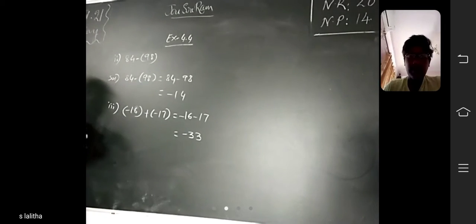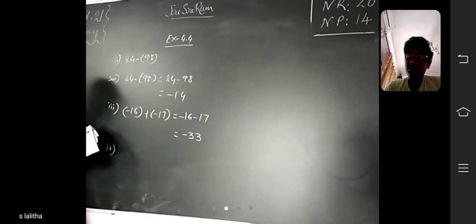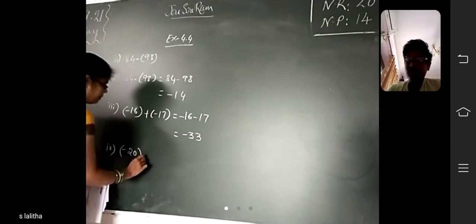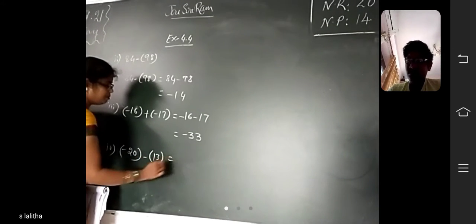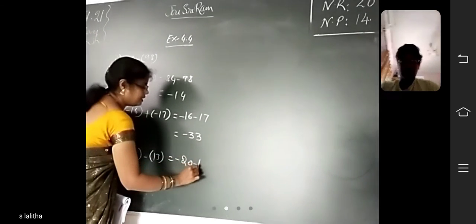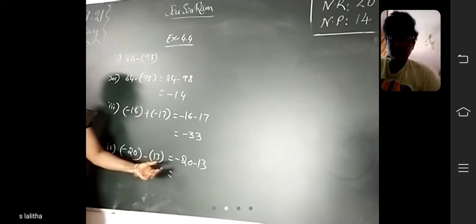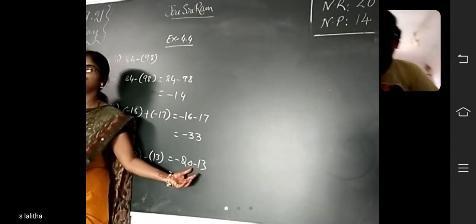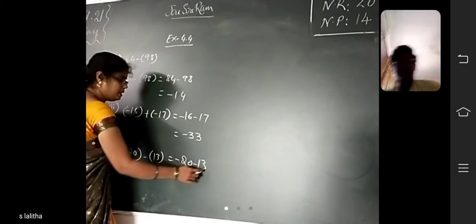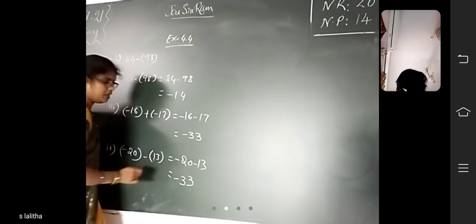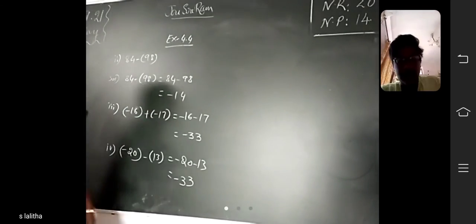Next, fourth one. Minus 20 minus 13. Now remove the brackets. Minus 20 minus 13. Here also both are negative integers only. What should you do? Addition. Do the addition. 0 plus 3, 3. 2 plus 1, 3. But you should keep the symbol minus. Okay.